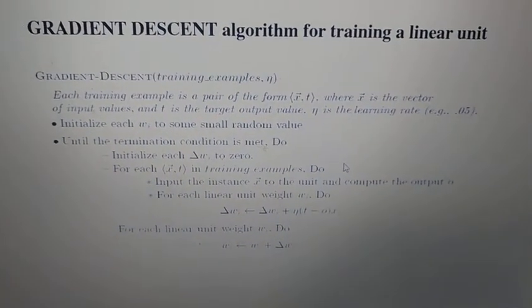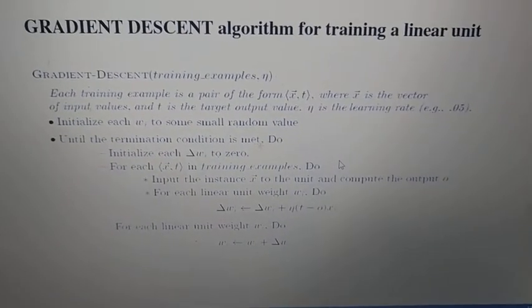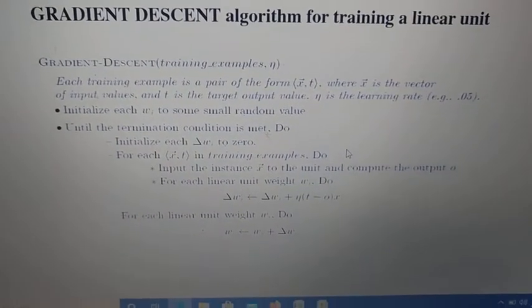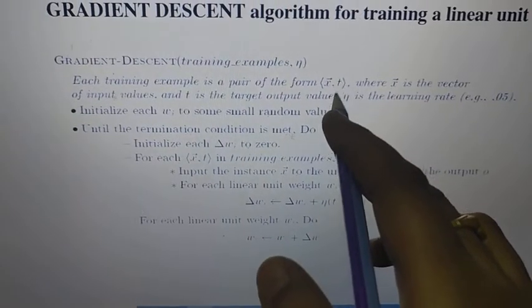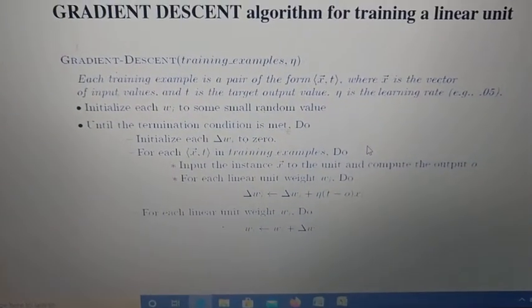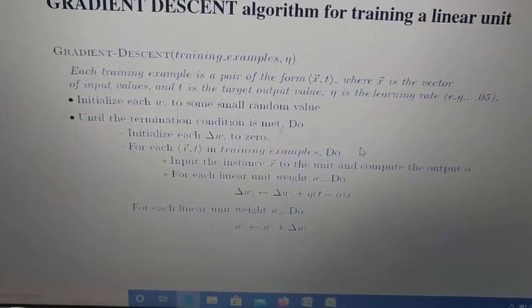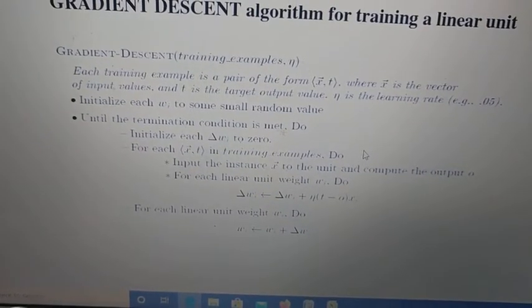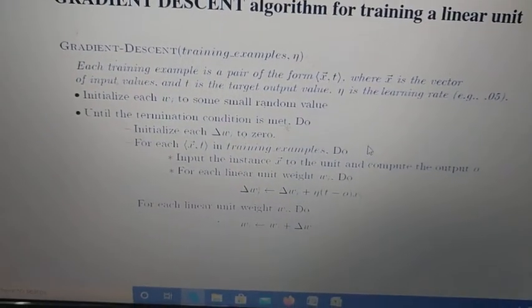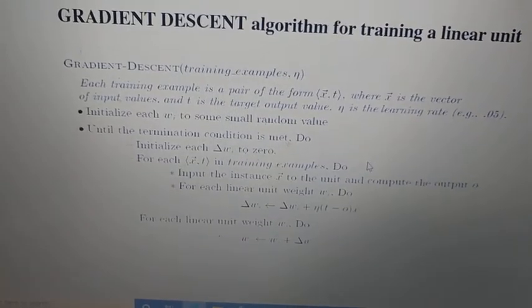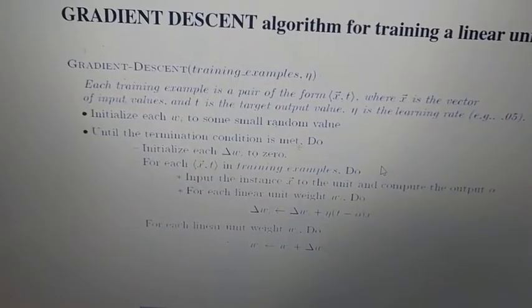We know that the input can start from x0, x1 up to xn, and t is the target output of a particular training example. So the input and the output are represented in terms of a pair. These are the steps of the algorithm.